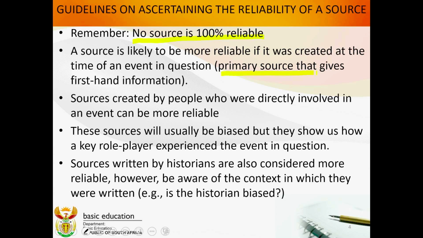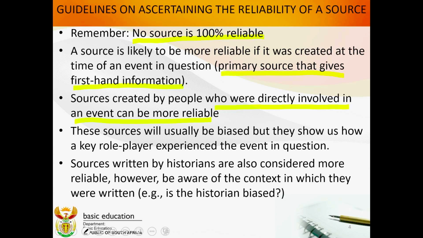That's what we've already said on the slide. Sources created by people who were directly involved in an event can be more reliable because those people are providing first-hand information. These sources will usually be biased, but they show us how a key role player experienced the event in question.